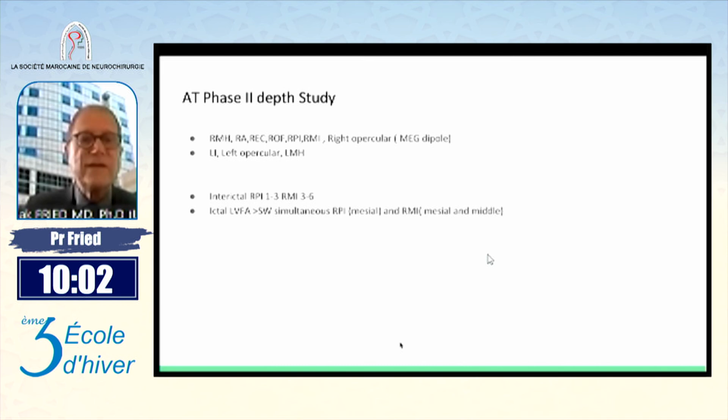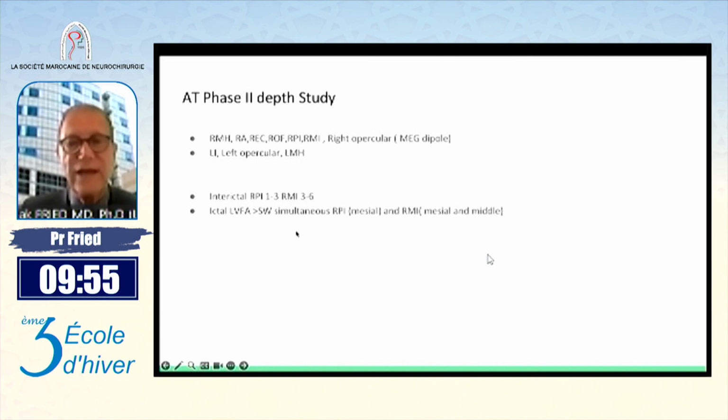So interictally, we really saw a lot of things in the RPI and the RMI, and the ictal was actually what we sometimes see in the insula. Unfortunately, right posterior insula and middle insula, simultaneous onset, which preceded other areas. So you don't have a lesion, it's coming from the insula, but of course.